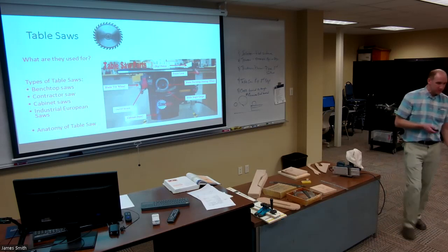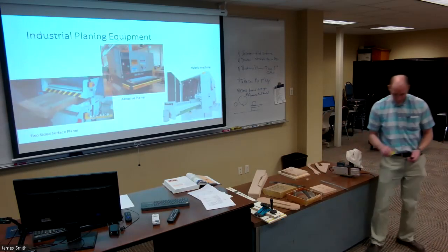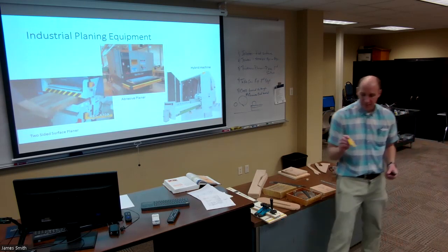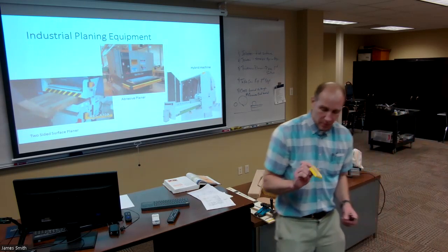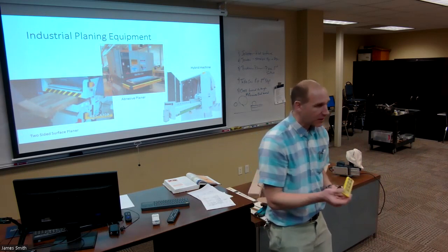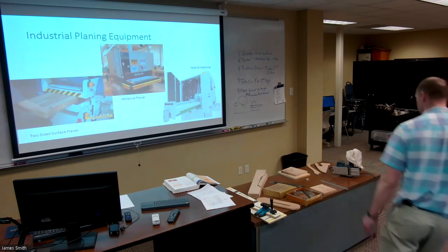Next machine that we'll talk about. So before I back up, I wanted to show you guys these. These are the little carbide inserts that we use on our planer. And they cost about $20-25 a piece. And so that's why we just have to make sure we take good care of our equipment.